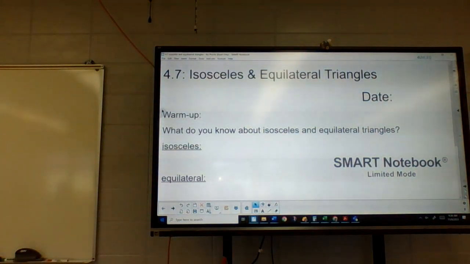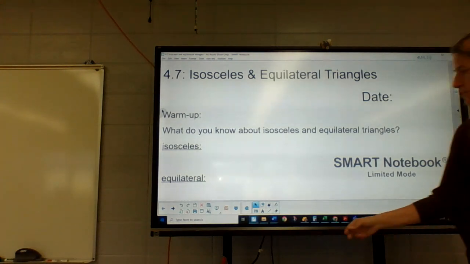We're talking about isosceles and equilateral triangles today. There's a lot that we can tell about isosceles and equilaterals, so hopefully we know some things already in the first section of this chapter. We talked about both of those just a little bit. So take a minute to think about what you know about either of those.